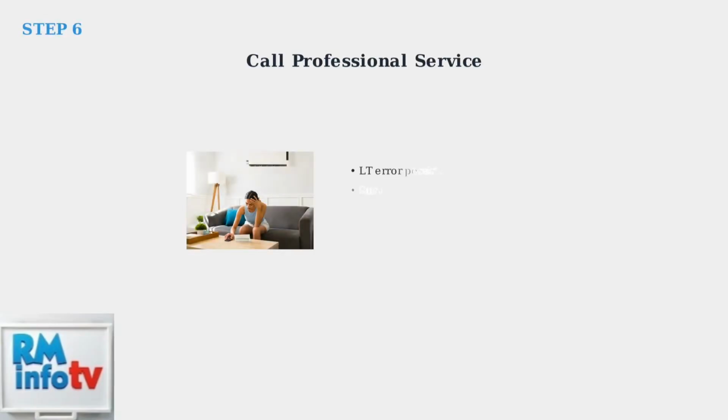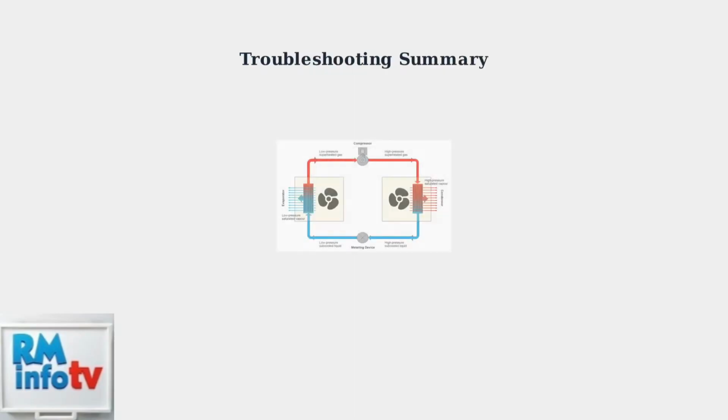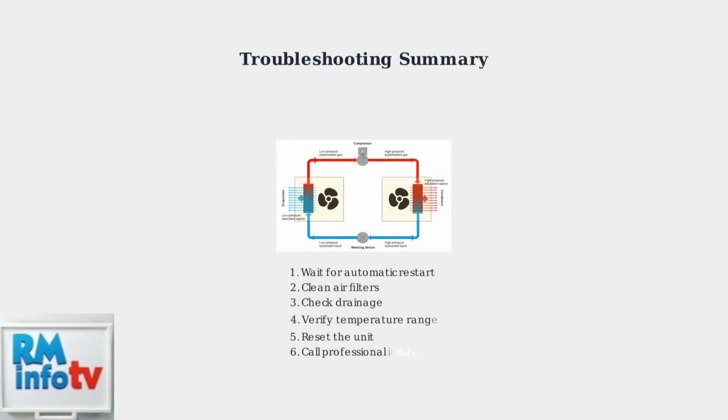If none of these troubleshooting steps resolve the LT error, the problem may be more complex. Issues like faulty temperature sensors, low refrigerant levels, or compressor problems require professional HVAC service. Don't attempt to repair these components yourself. Remember, the LT error is your air conditioner's way of protecting its refrigeration system from damage. By following these troubleshooting steps systematically, you can often resolve the issue and get your unit running normally again.